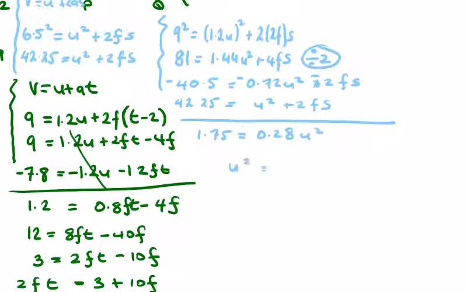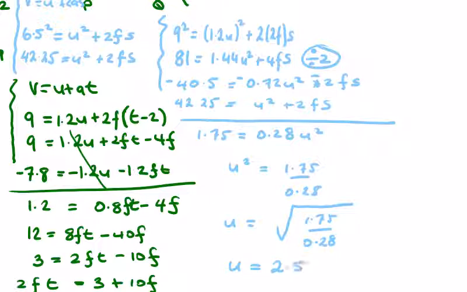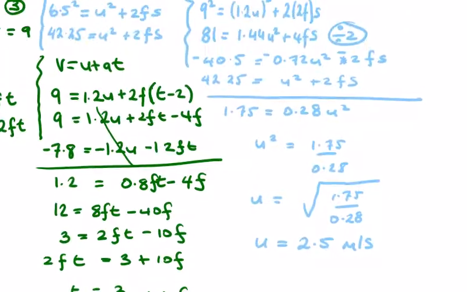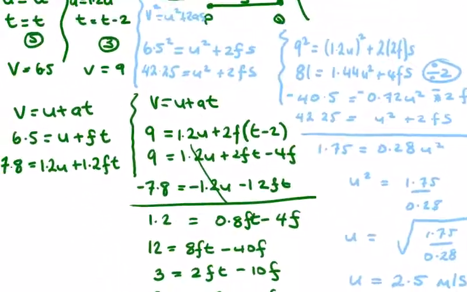U squared is equal to 1.75 over 0.28. So U is the square root of this. In fact it works out to be an even 2.5 meters per second, so there must have been a simpler way of working it out. And then we're looking for F, aren't we?